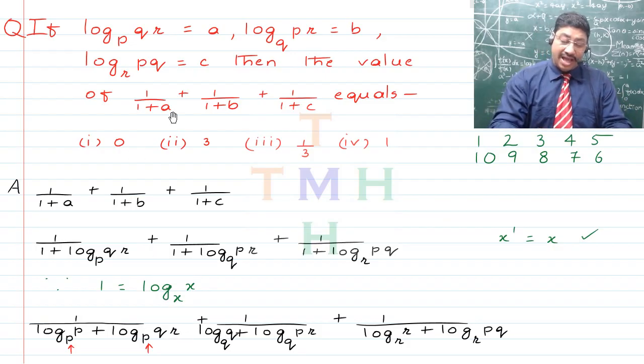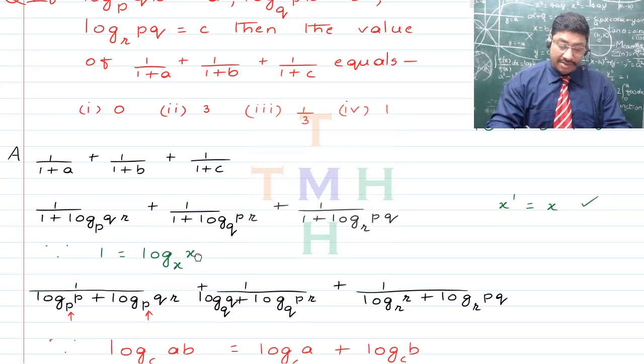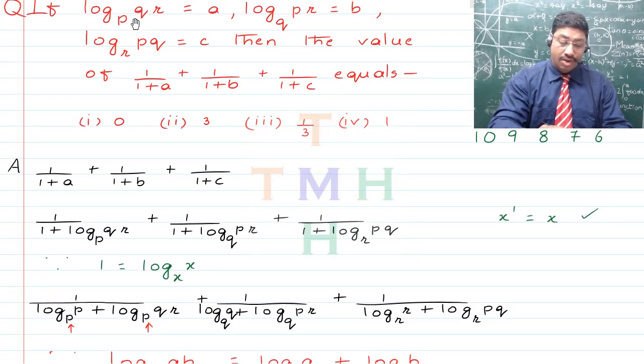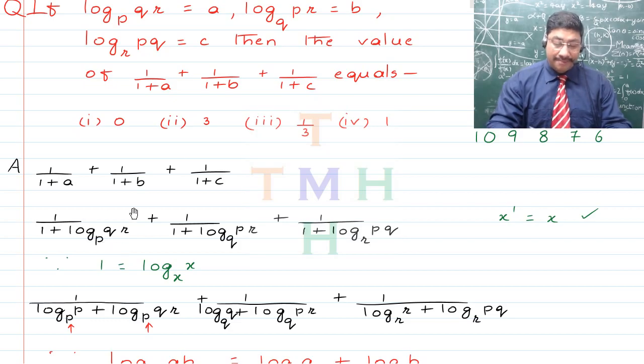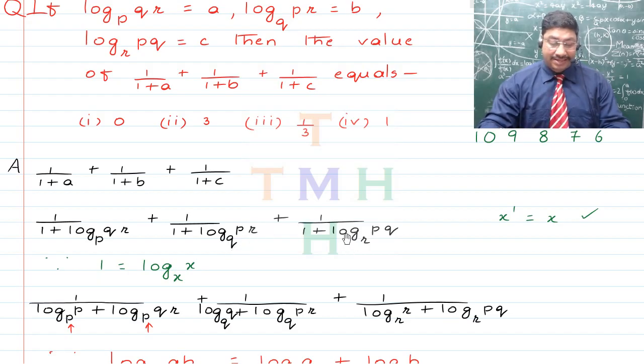Now that here we have A, B and C in the denominator of these fractions, and we have the value of these A, B and C, that is now what we're going to substitute. So we keep the value of A, which is log of QR to the base P, right? Then we write the value of B, which is log of PR to the base Q, and finally we write log of PQ to the base R.